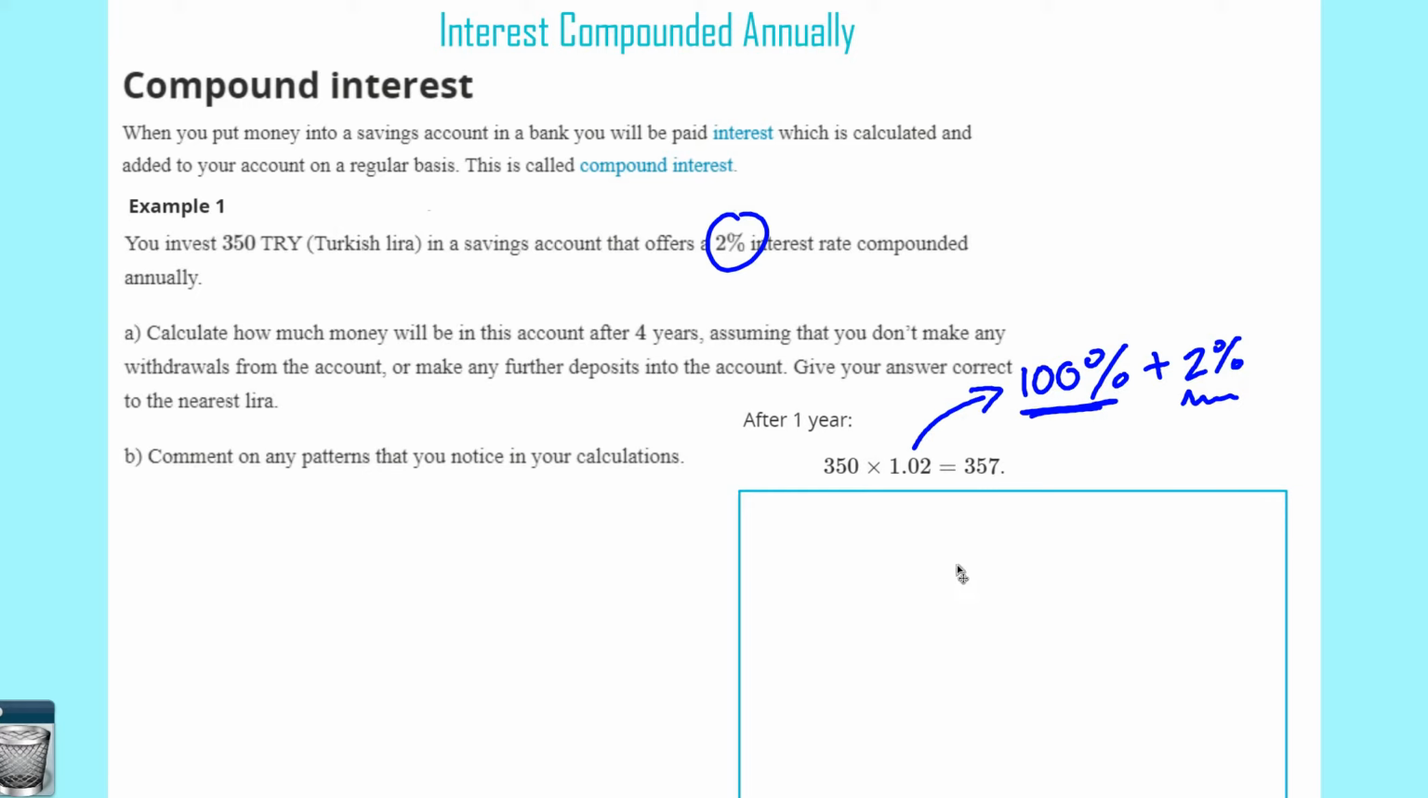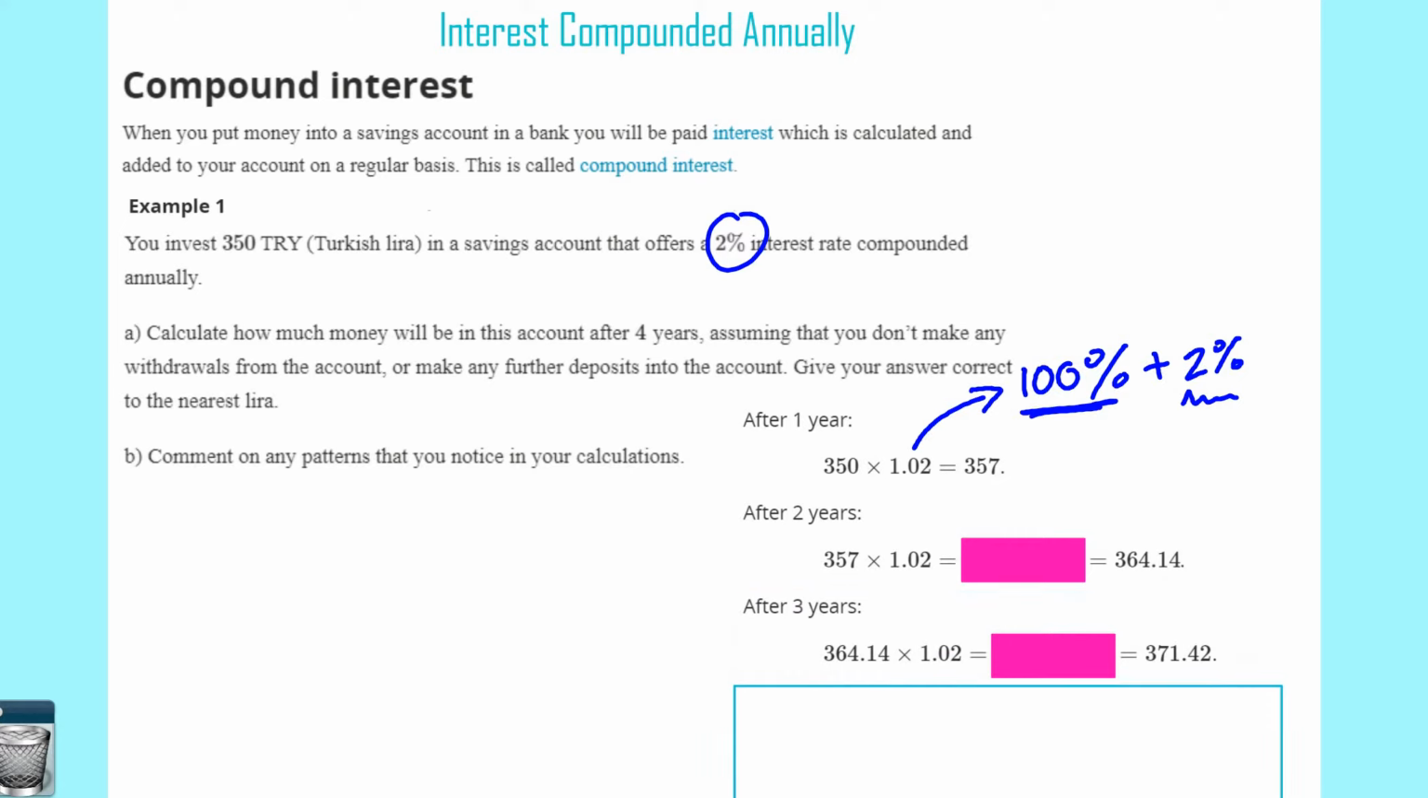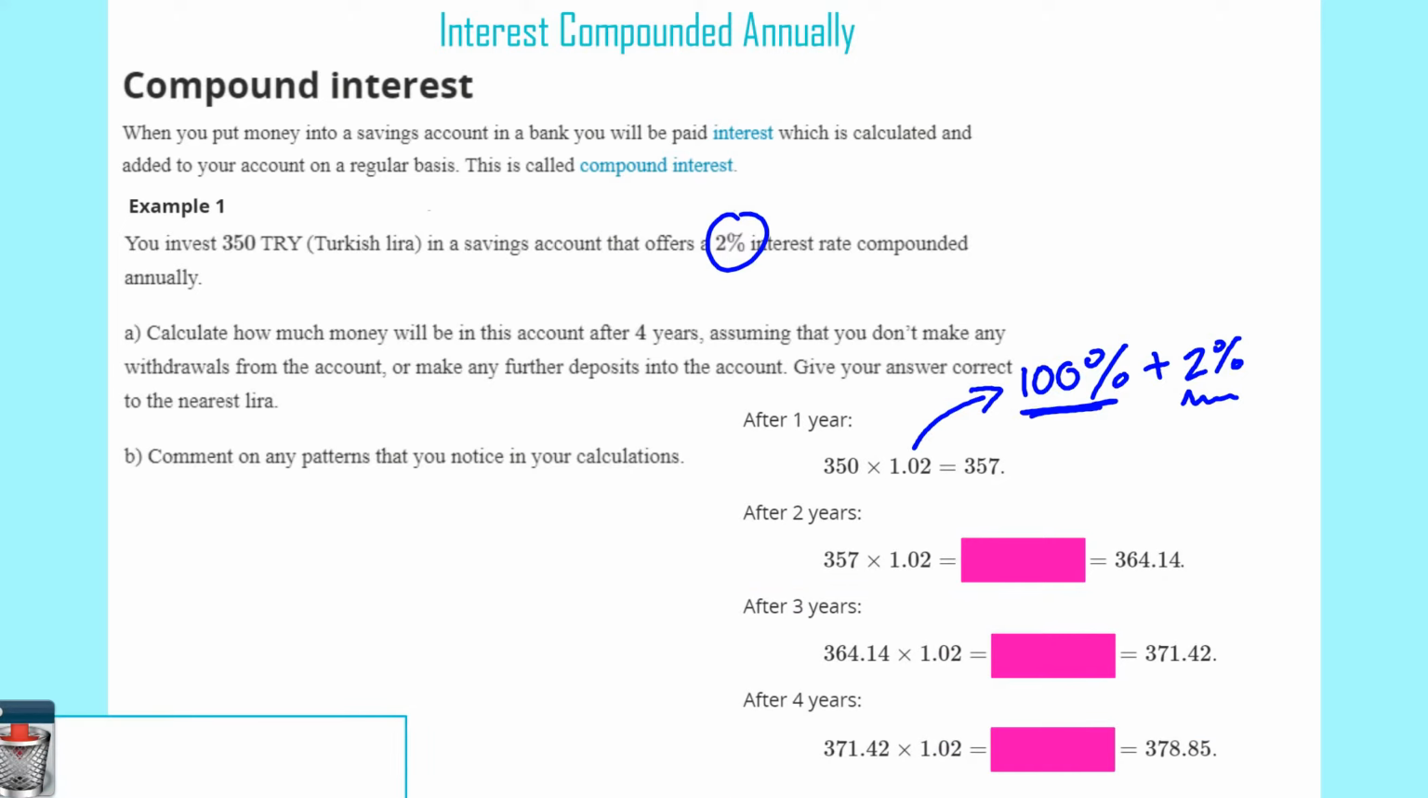Then after 2 years, we take the amount after the first year and multiply it by another 1.02. Now we have a new amount in our account. Do it again for year 3, and year 4. Here we're giving it to the nearest lira, though we would change our cents. This is how we calculate our amount after each year.